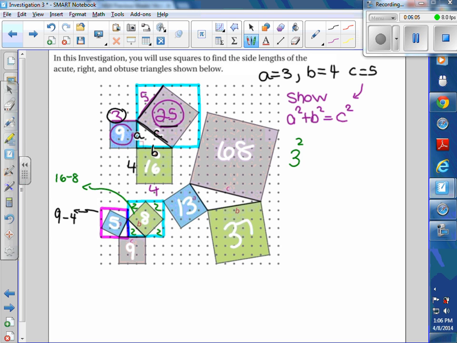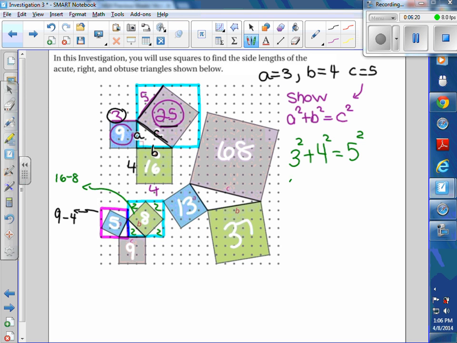So you're supposed to take the lengths and show that when you square each length, you would get the third length squared. Because that's what the picture shows, doesn't it?